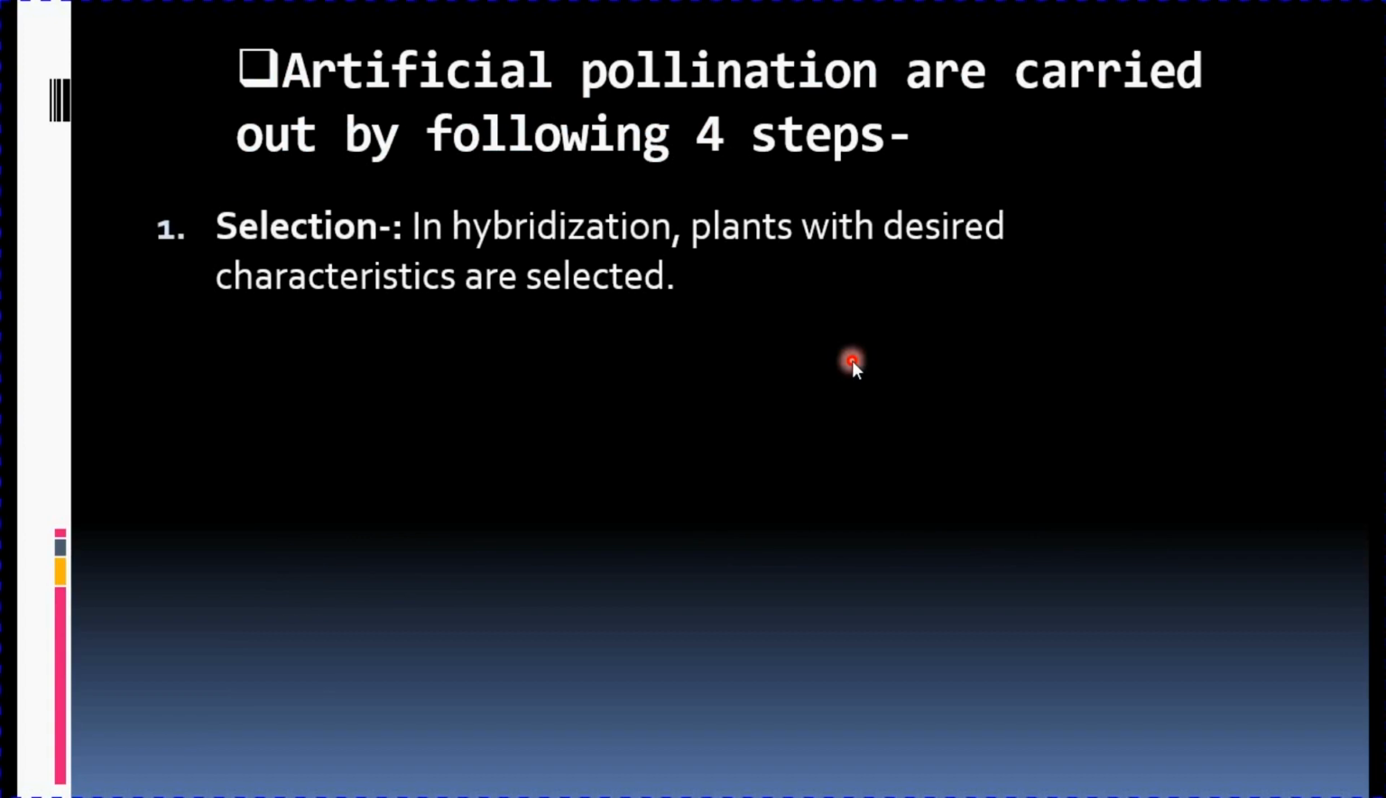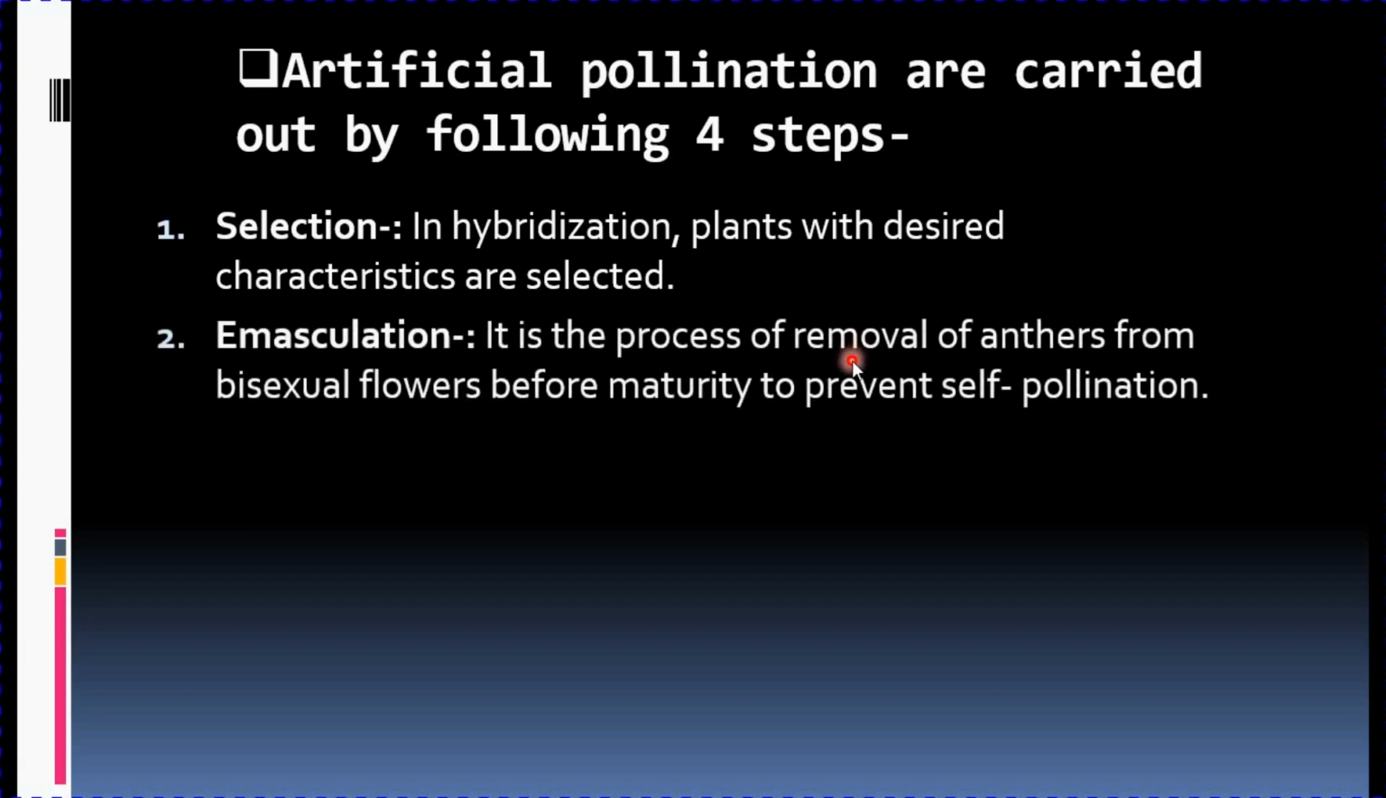In this process, the plants with desired characteristics are selected. Suppose I have a plant which gives high yield and another plant which is disease resistant, and I want both the characters in the same plant. So I'll select these 2 plants and then cross them and produce the seeds. So those plants which are selected for cross-pollination come under the process of selection.